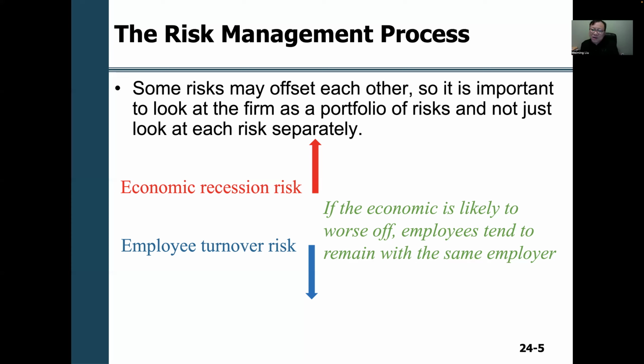So therefore, you think about the risk of the economic recession. If that's high, that's bad news, right? But then, if the economic recession risk is higher, the employee turnover risk will be lower, right? So you can see that the two risks go in two opposite directions. One risk going up, the other going down, and vice versa. So when we do risk management, we don't focus only on one risk. It has to take the full picture of the corporation as a portfolio. We want to consider the portfolio of the risks.